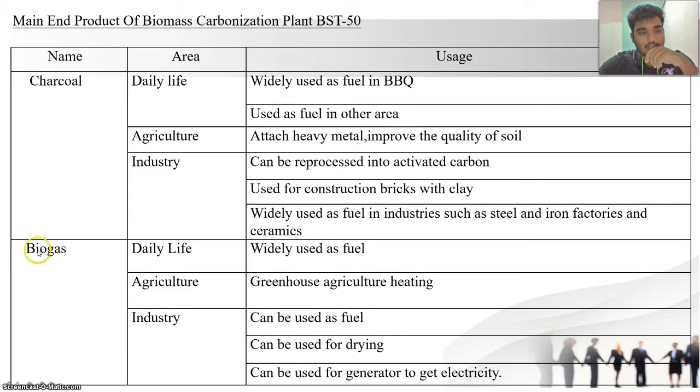And then the second one is biogas. Biogas is used in daily life as a fuel, and then for agriculture, greenhouse agriculture heating, and for industry it can be used as a fuel, can be used for drying, and also can be used for generator to get electricity. That's it from me. Thank you.